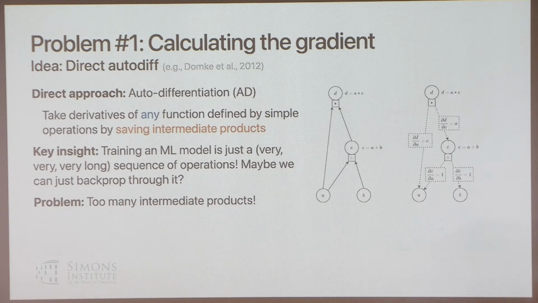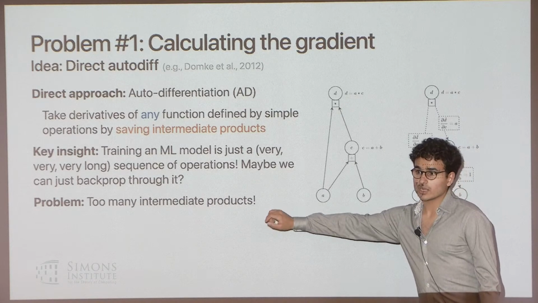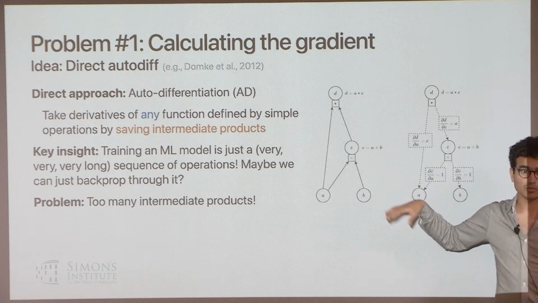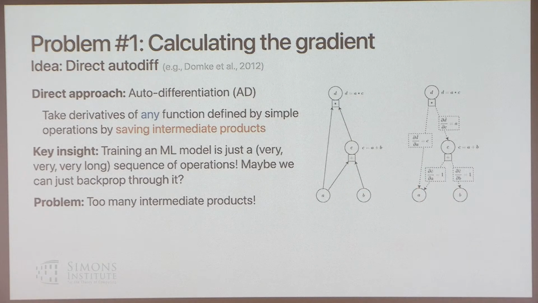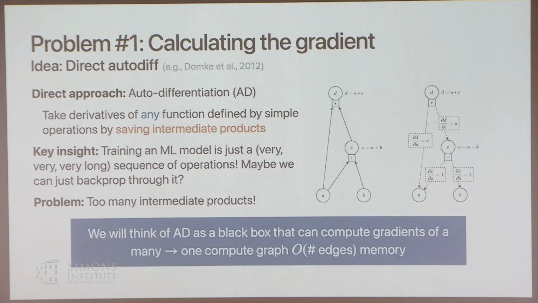The problem that we're going to run into here is that there are way too many of these intermediate steps for us to actually keep track of. Every time I take a gradient step to actually train my model, I'm introducing a bunch more operations into this compute graph. At the end of the day, my compute graph is terabytes big, and I can't actually do anything.